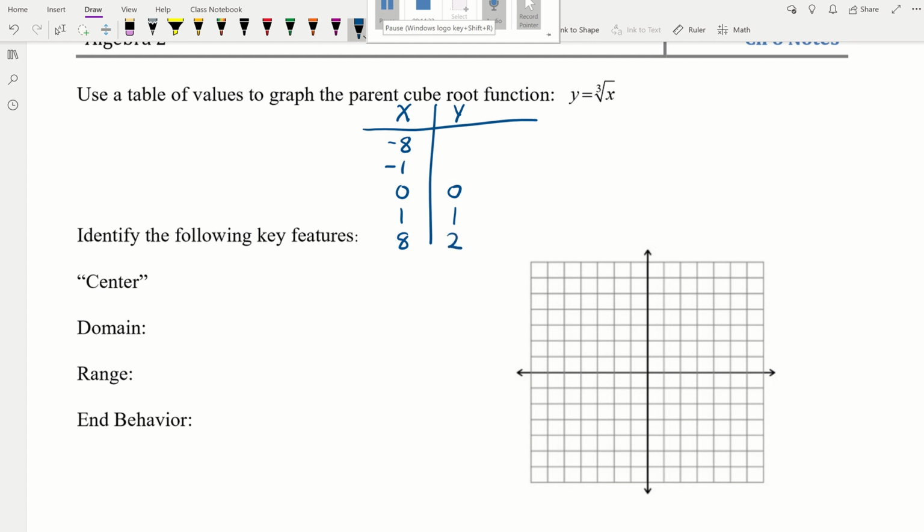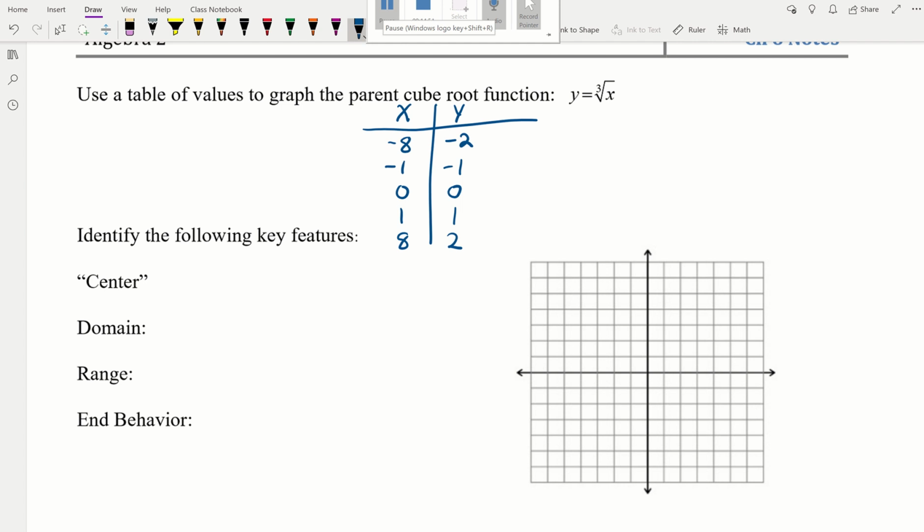Now this is where you really got to make sure you're paying attention when you're working with radicals. If it's a -1 and I'm taking the cube root of it, the cube root of -1 is -1. Because when we multiply -1 by -1 by -1, we get -1. And the cube root of -8 is -2. Those are not imaginary numbers. So that's going to mean the graph is going to look different.